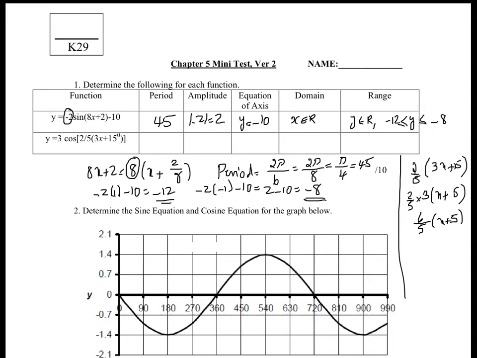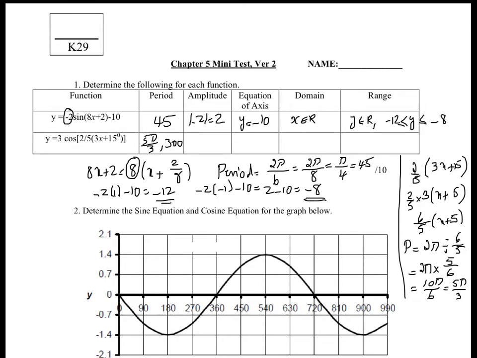So the period is 2 pi divided by b, which is 6 over 5, which is the same as 2 pi times 5 over 6, which is 10 pi over 6. If you divide by 2, you get 5 pi over 3. So the period is 5 pi over 3. If you change it to degrees, it becomes 300. 5 times 180 divided by 3 is 300.